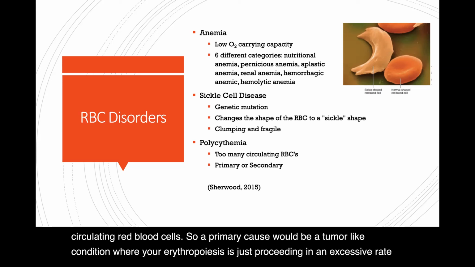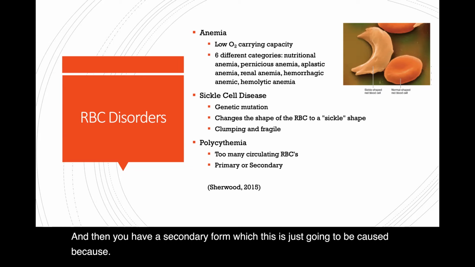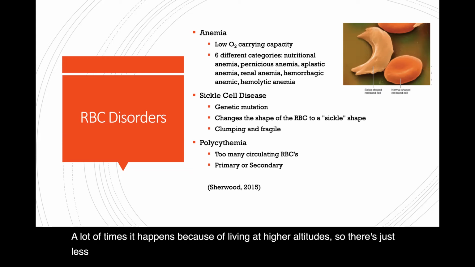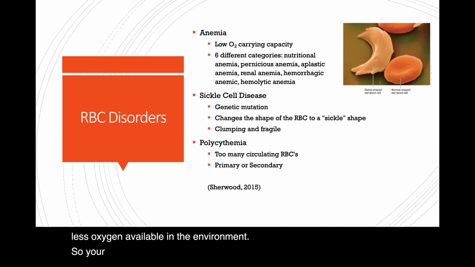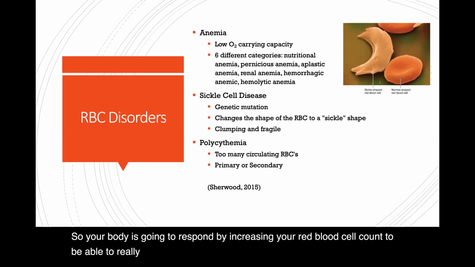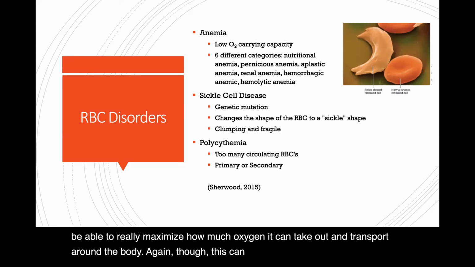And then you have a secondary form, which a lot of times happens because of living at higher altitudes. So there's just less oxygen available in the environment. So your body is going to respond by increasing your red blood cell count to be able to really maximize how much oxygen it can take out and transport around the body. Again, though, this can cause your blood to be sluggish and thicker.